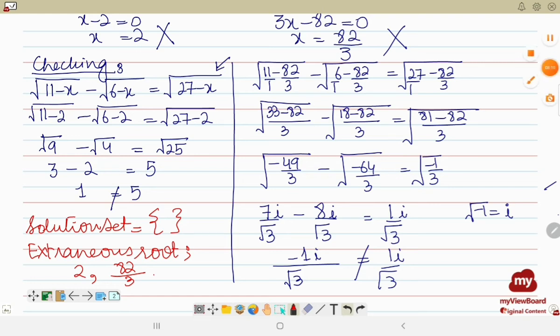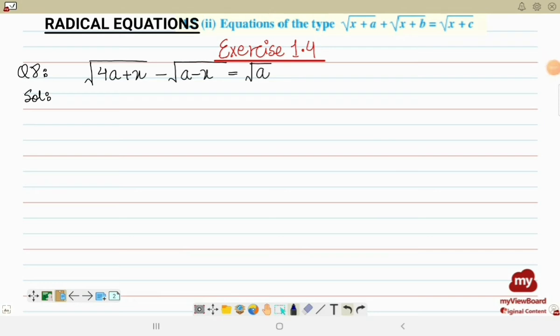Let's move further to another sum. Let's solve question number 8, which is of type 2. This is the last question of this type, in which we are having 3 radical signs. So we are going to remove the radical sign so we can solve the equation for the value of x. So how are we going to remove the radical sign? We'll take square on both sides. We'll write squaring both sides.